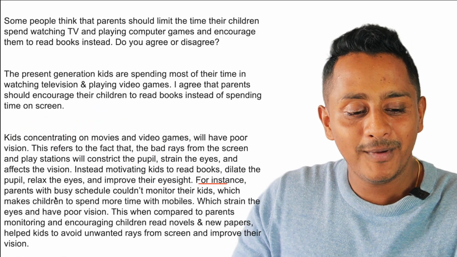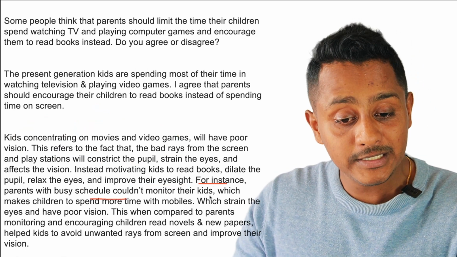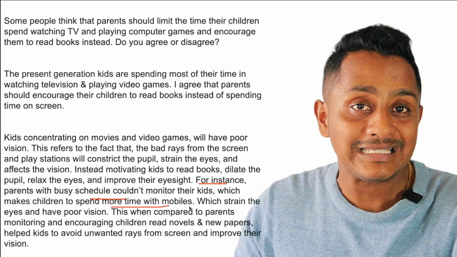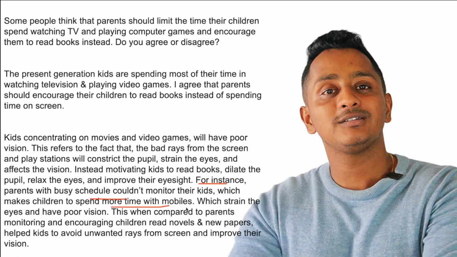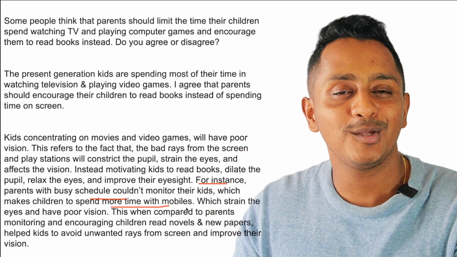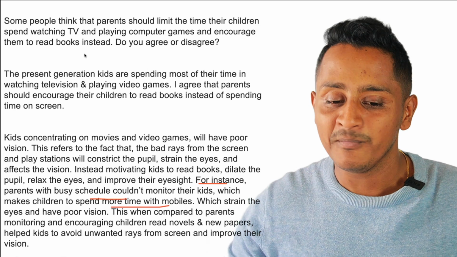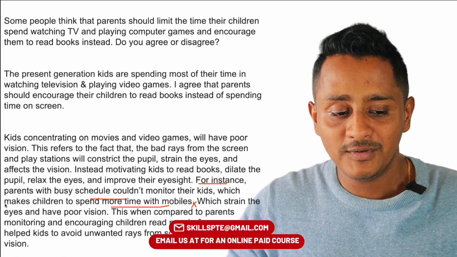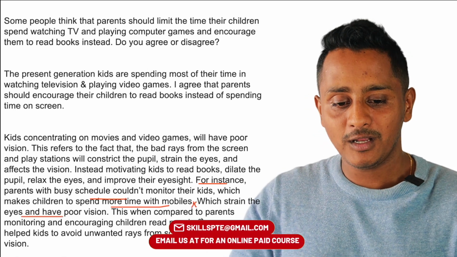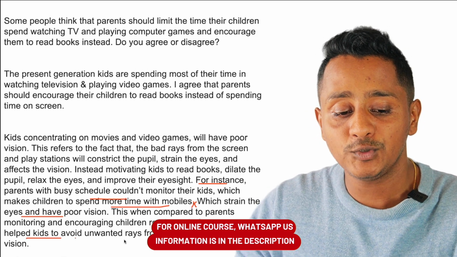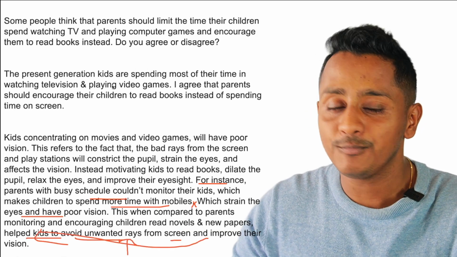For instance, parents with busy schedules couldn't monitor their kids, which makes children spend more time with mobiles. The question is not about why they're spending more time on the mobiles. Why do you have to say something which is not even asked in the question? Full stop is wrong, which strain the eyes and have poor vision. This, when compared to parents monitoring and encouraging children to read novels and newspapers, helps kids to avoid unwanted rays from screen and improve their vision.